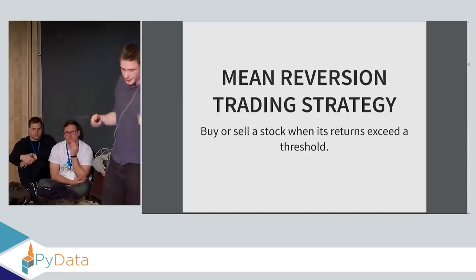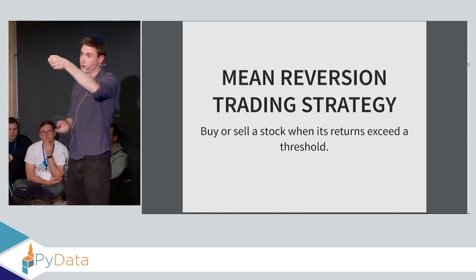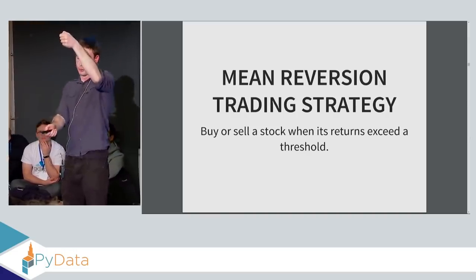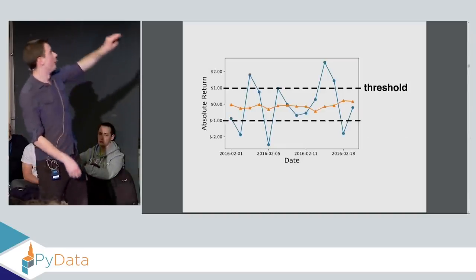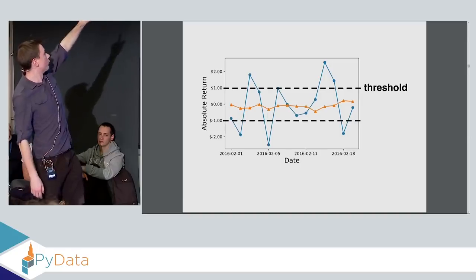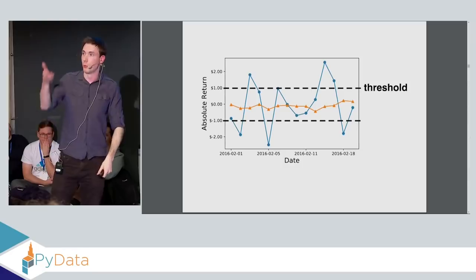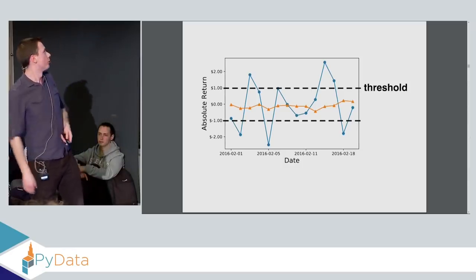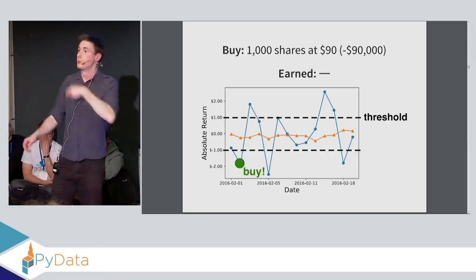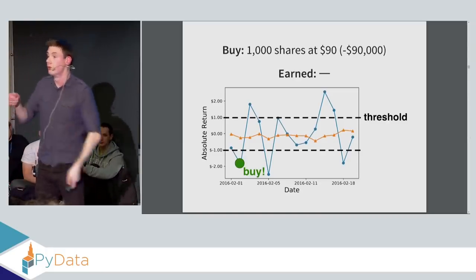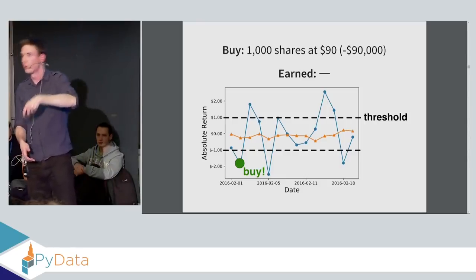So a mean reversion trading strategy is basically you buy and sell a stock when its returns exceed a certain threshold away from the moving average. So as an example, suppose you have $90,000 to trade with. Suppose our threshold is $1. So when the price change is greater than $1 away from the mean, from the moving average, then we decide to buy the stock. We buy the stock because we expect it will revert back to the mean, which means that it will go up in price again. So we're buying low and selling high.